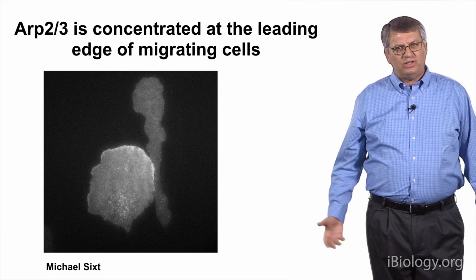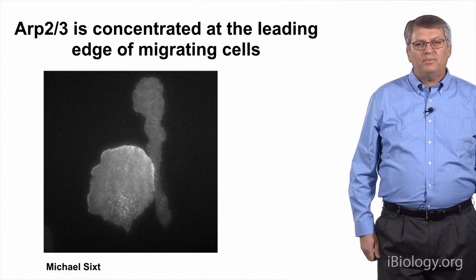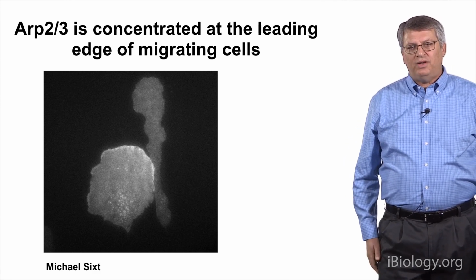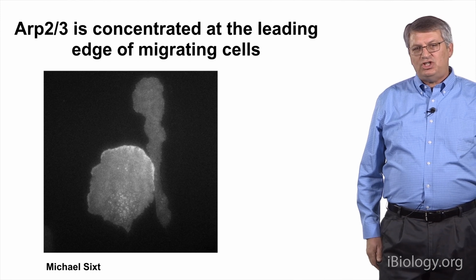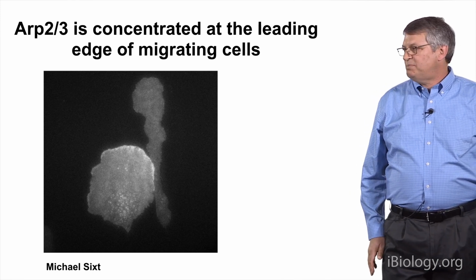Okay, so does this mechanism operate in mammalian cells for when cells migrate, say, across a surface? So this is a really nice movie made in the lab of Michael Sixt, and they've GFP labeled the ARP2/3 complex as a cell migrates across the substrate.